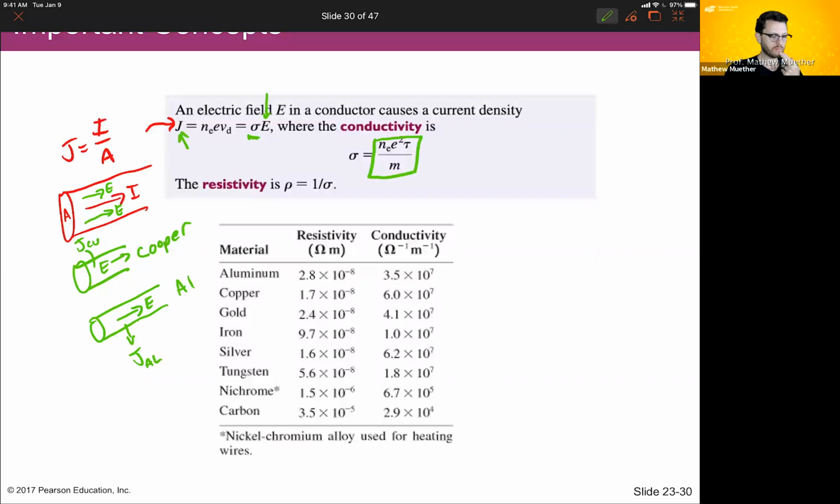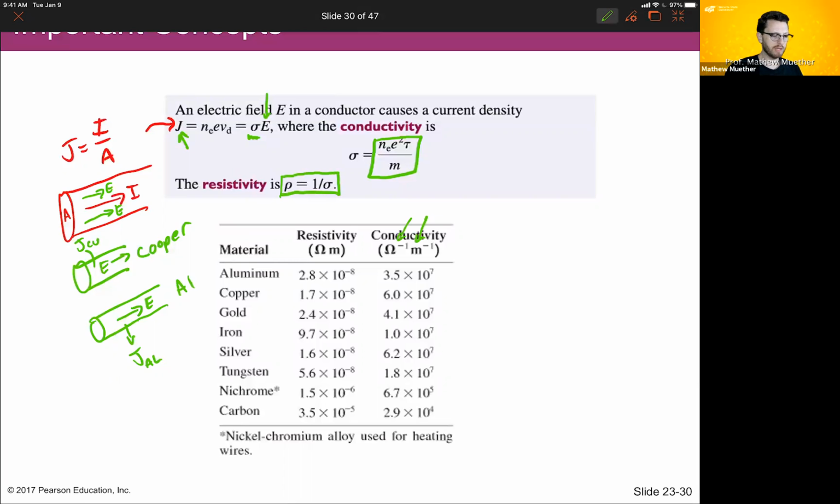And so the conductivity has units like inverse ohms per meter. We're going to come back to ohms in a second. That's going to be our standard unit of resistance. We can also talk about the resistivity, right? This is just the inverse of the conductivity.